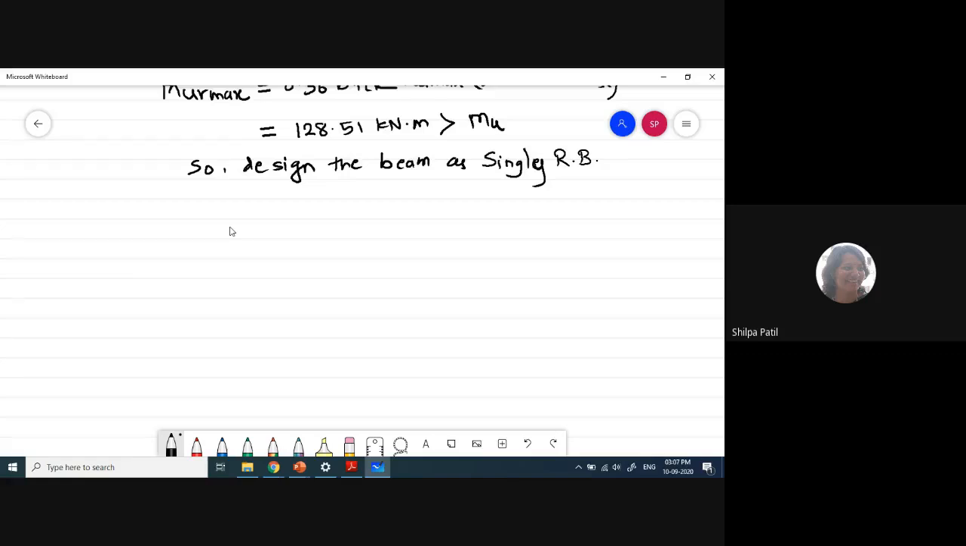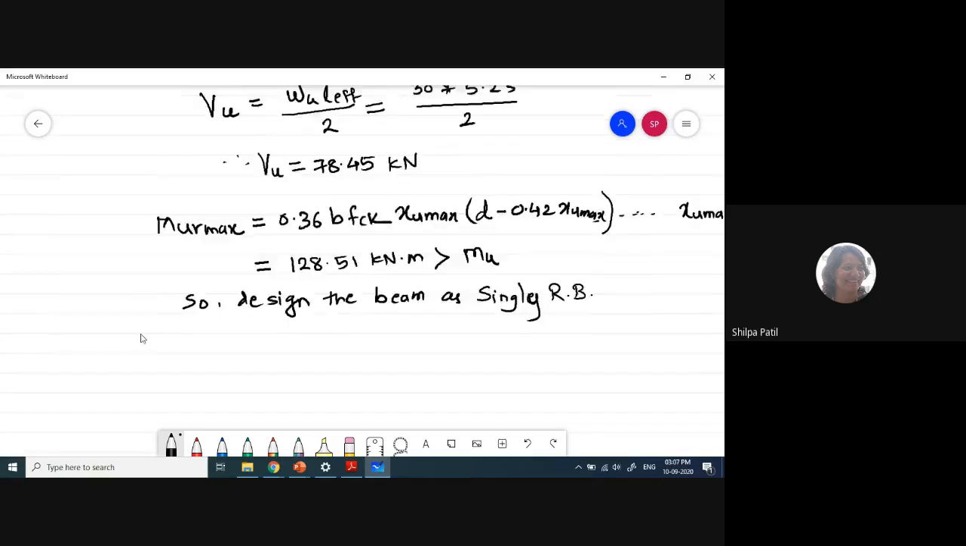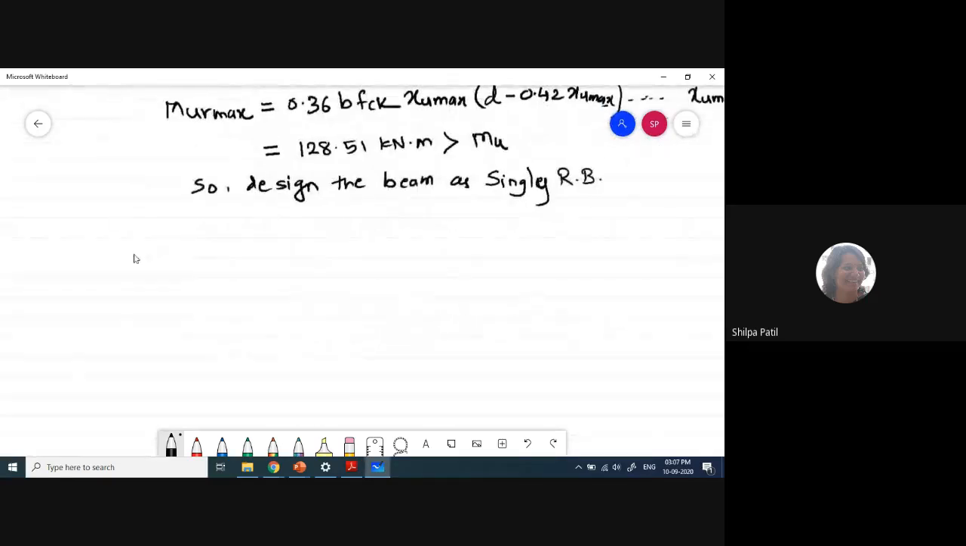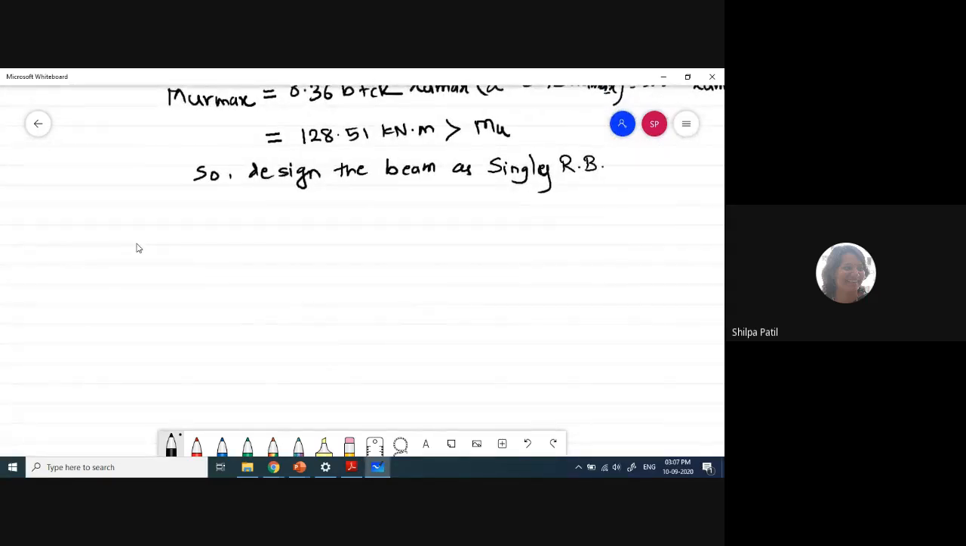So let us calculate now the Ast, that is the calculation of main steel. This is step number 3, calculation of main steel.